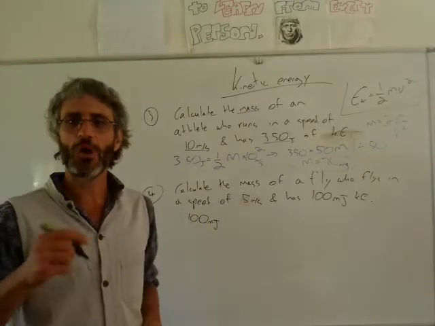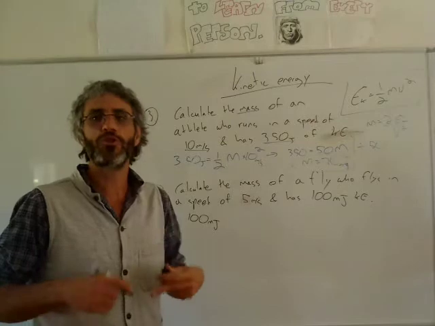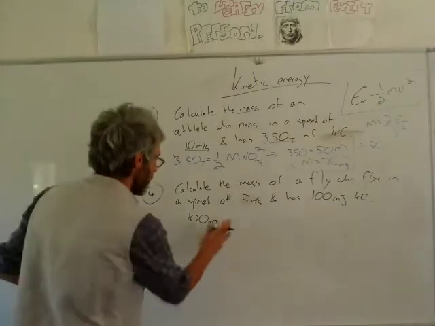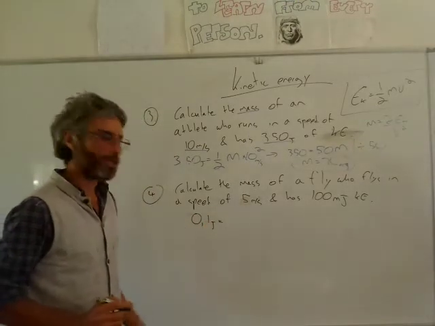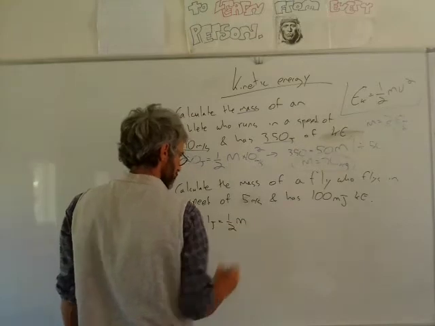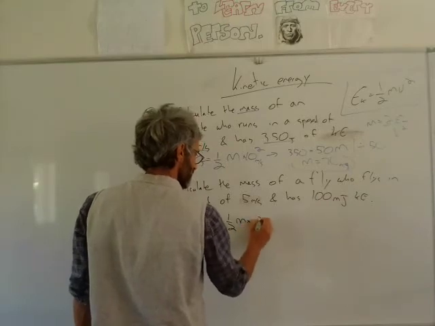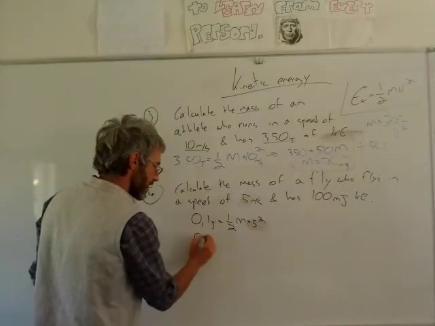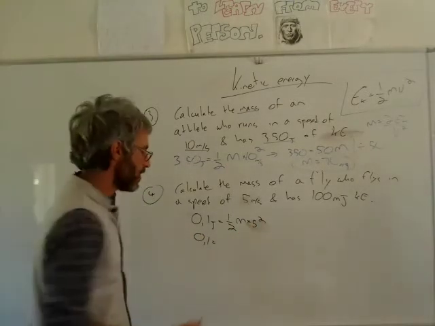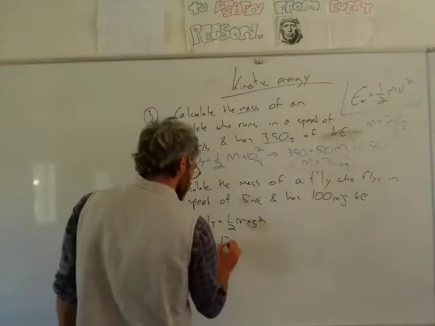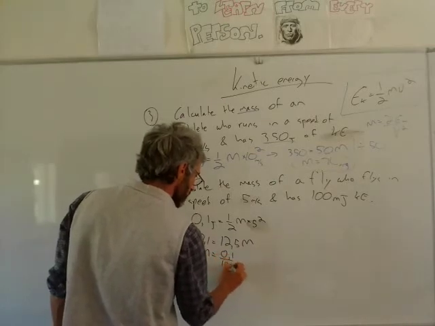Milli means one thousandth, 1 divided by 1,000. So if I want the answer in joules, I have to divide this 100 by 1,000. So in joules it is going to be 0.1 joule. 0.1 joule equals half times the mass, which I need to find, times 5 squared. So I will rewrite it again: 0.1 equals half times, what is 5 squared? It's 25. So half times 25 is 12.5. 12.5m. And that means the mass is 0.1 divided by 12.5.